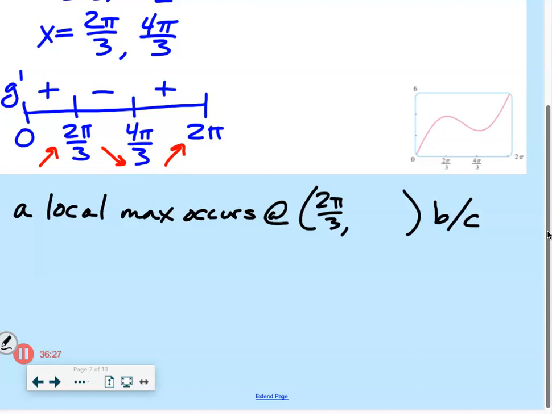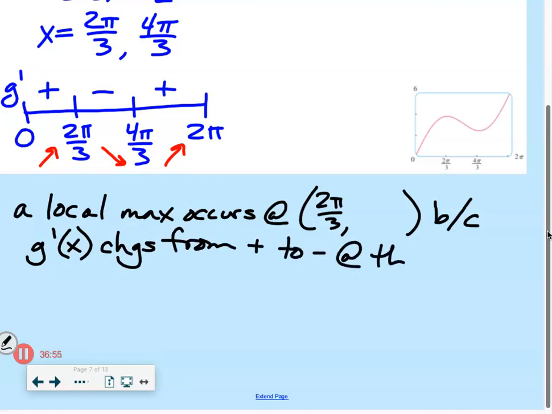What would you write for the because statement? You say because it changes from a plus to a negative. Because f of x or g of x. You're getting closer. G prime. There we go! All right, because g prime changes from positive to negative at that point.